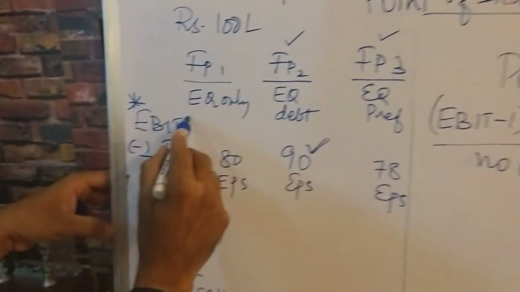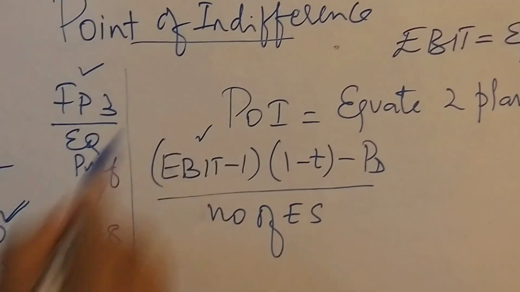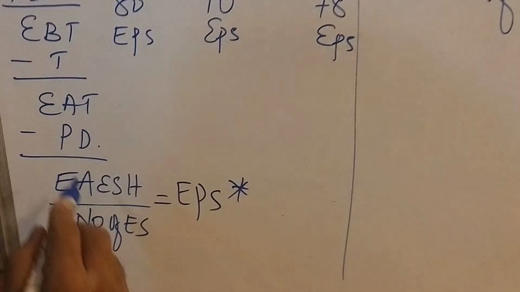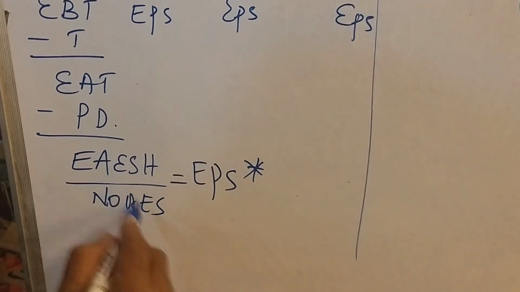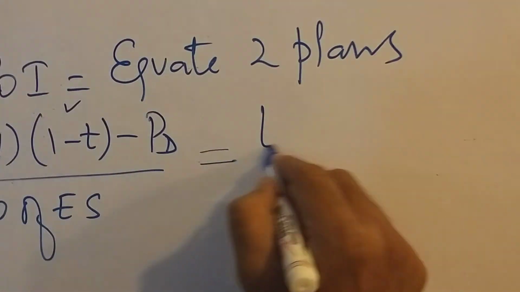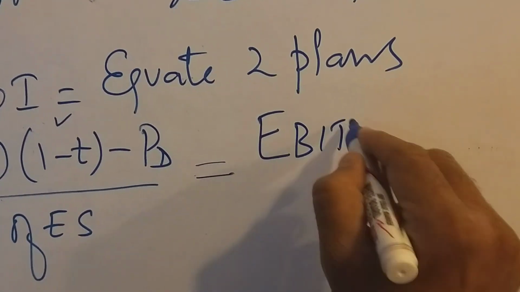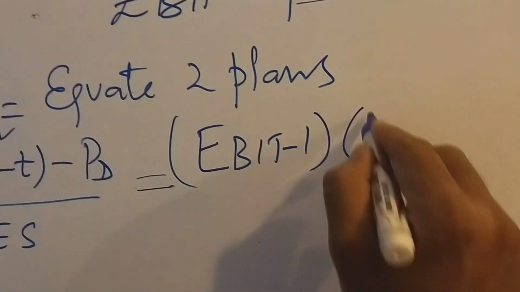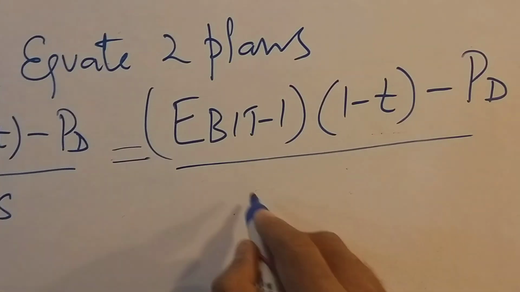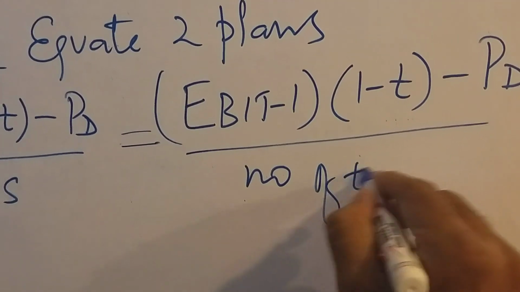It was EBIT minus interest. I have written the same EBIT minus interest. The tax rate is denoted in the equation as 1 minus tax rate. Then preference dividend is subtracted. Here also it is subtracted. Once you subtract preference dividend, you get earnings available for equity shareholders. You will divide that by the number of equity shares. I am going to write the same formula once again: EBIT minus interest into 1 minus tax rate minus preference dividends divided by number of equity shares.